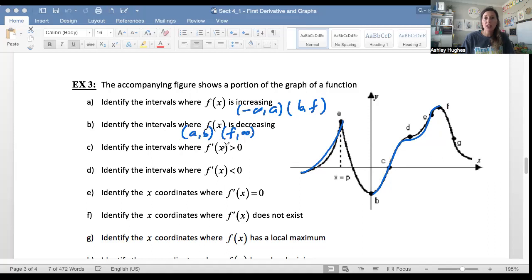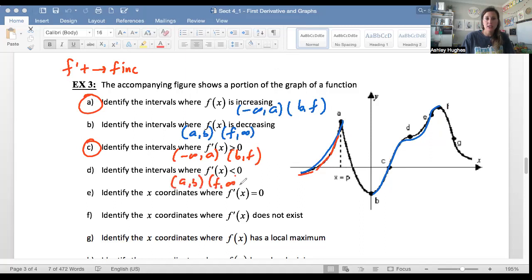Where is f prime greater than 0? Same idea, f prime greater than 0. Remember I told you at the beginning of this lecture, f prime positive means f is increasing. So A and C are asking the same question, because it's where's the slope positive? Well, the slope is positive wherever the function is increasing. The slope is negative wherever the function is decreasing. So these two are asking the same thing.